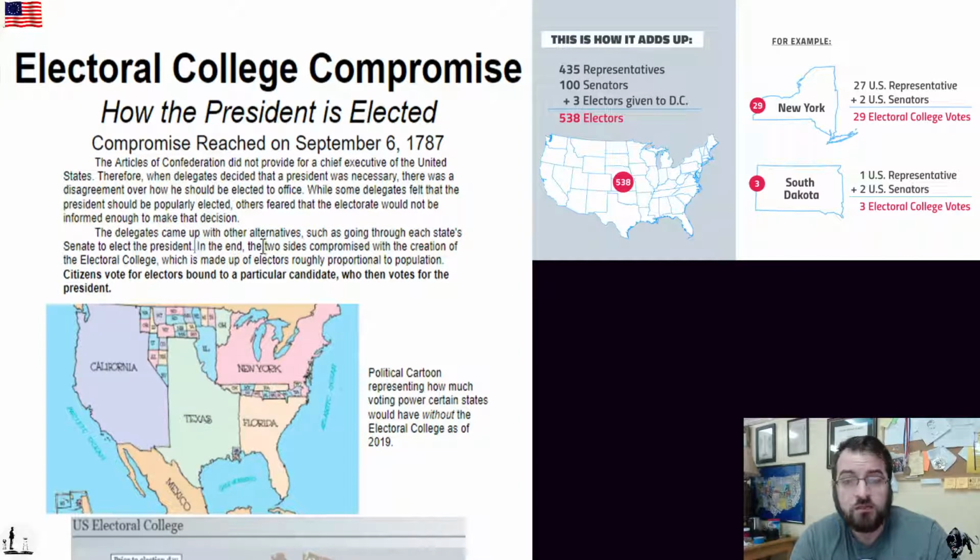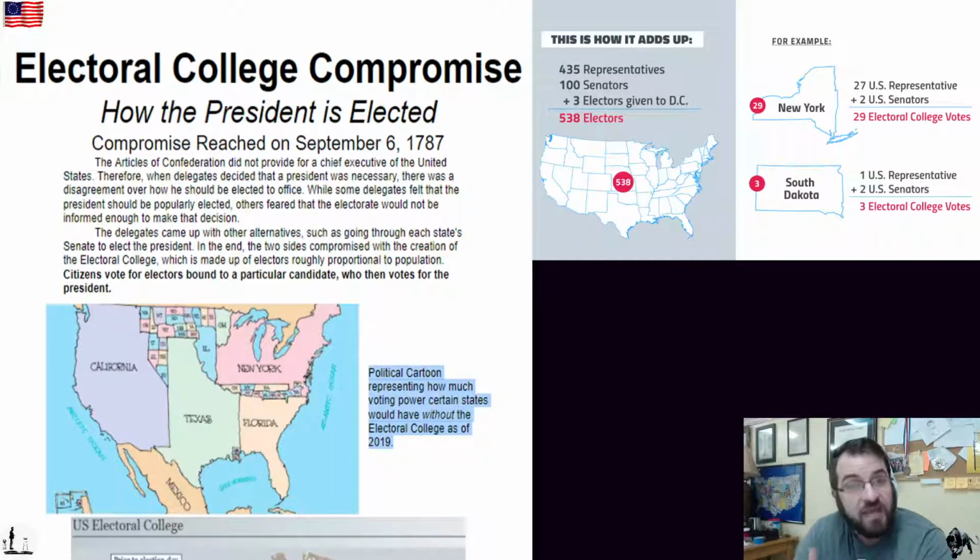In the end, the two sides compromised with the creation of the Electoral College, which is made up of electors roughly proportional to population, but not exactly. Citizens vote for electors bound to a particular candidate, who then votes for the president. And this down here is a political cartoon, and it represents how much voting power certain states would have without the Electoral College. This cartoon was made in 2019.